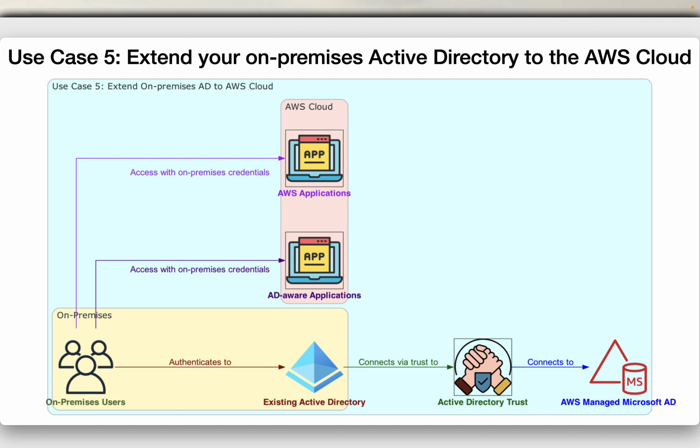You have both Active Directory on-prem and on the cloud, AWS managed, and they have their domain controllers. So what we do is we set up a trust. So once we set up a trust, we don't have to synchronize or create users in the AWS. On-prem users can directly access AWS applications or AD aware applications using their on-prem user ID and passwords, because there is a trust. There are two domain controllers, and they have a trust established, one on-prem and one on the cloud.